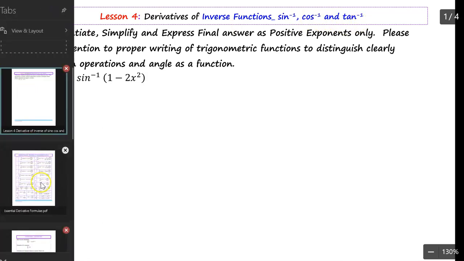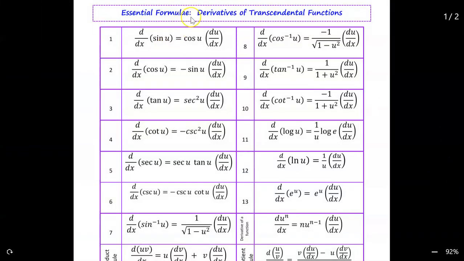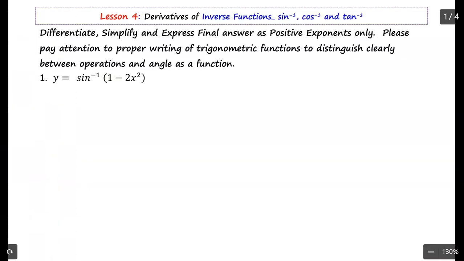Before we get started, I would like to remind everyone of the essential formulas that we have been using earlier, the derivatives of transcendental functions. In this lesson, we will work with formulas number 7, 8, and 9. Alright, so let's get started with question number 1.